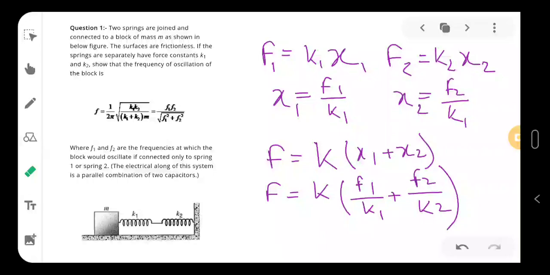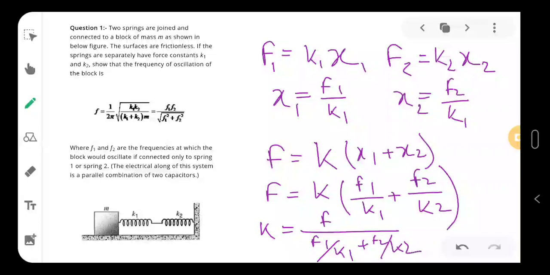So what to do now? Now you can see here that in order to combine them, what I need to find out is K. So if I write here, K is equal to F by F1 by K1 plus F2 by K2. This I can write.